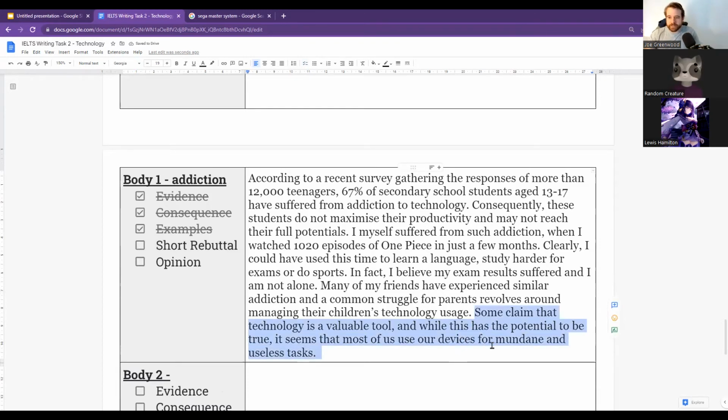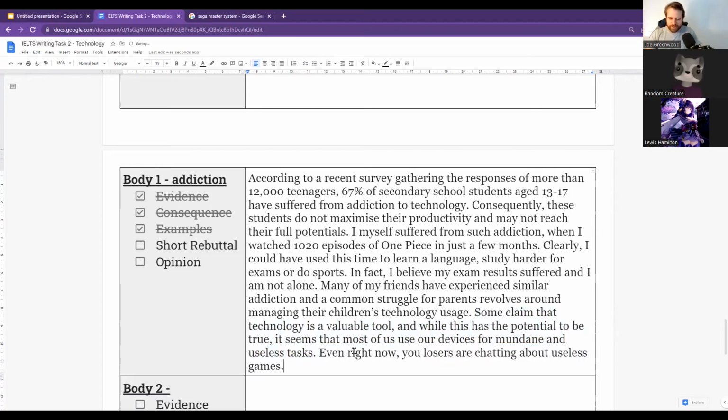Okay, I'm rebutting. I get my UID real quick. Oh my god. Stop it, guys! Stop it! We can even be friends now on Genshin Impact. Even right now. I want to write even right now. You losers are chatting about useless games. No, I'm not going to write this though, because this is bad for an essay, so delete.